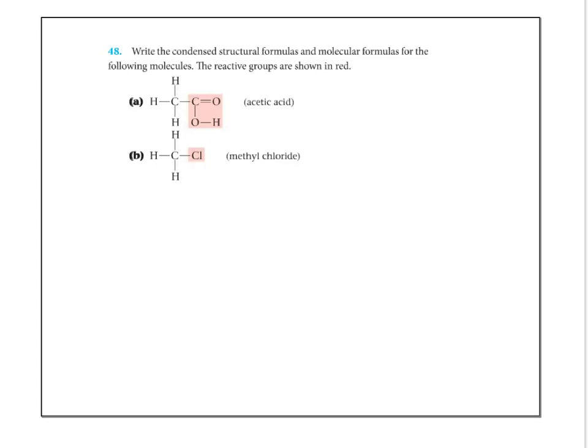For condensed formulas, what we do is we just take, so I'll do this one up here first, we take the hydrogens and we just sort of clump them around the atom that they're connected to. So that's the CH3 part. And then the reactive part, which is referred to as the functional group, we put by itself. So on the next one, methyl chloride, we'd have CH3Cl. We also have the molecular formula.